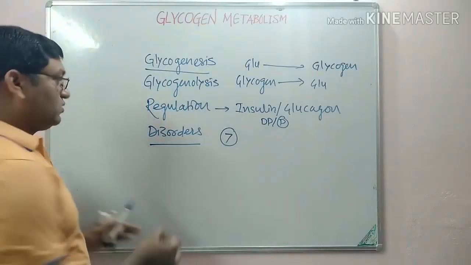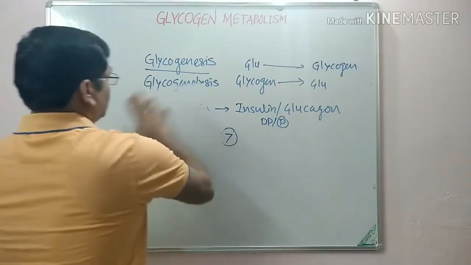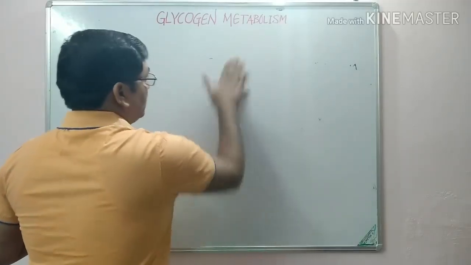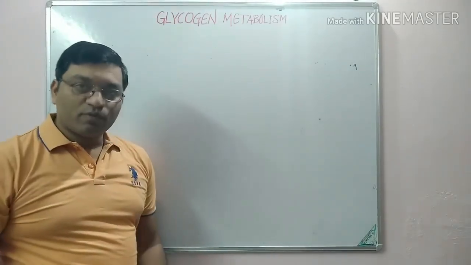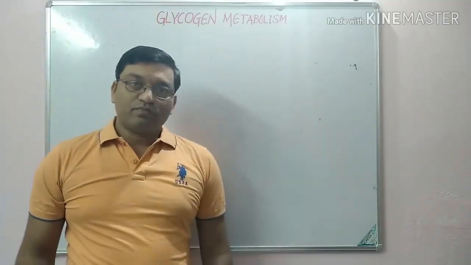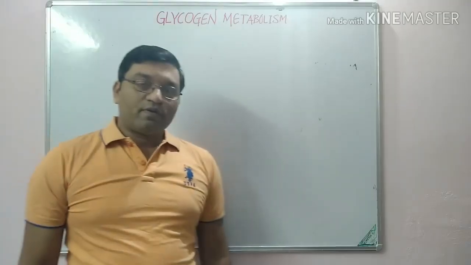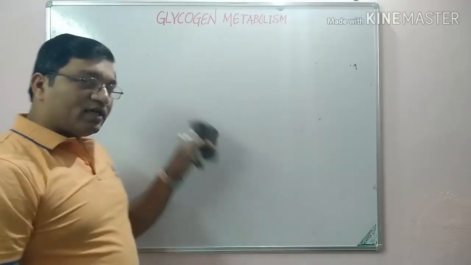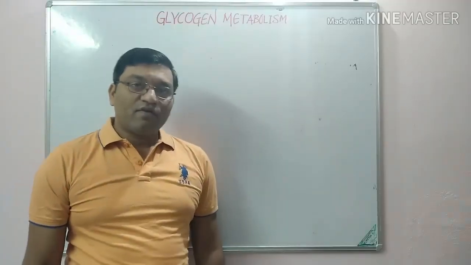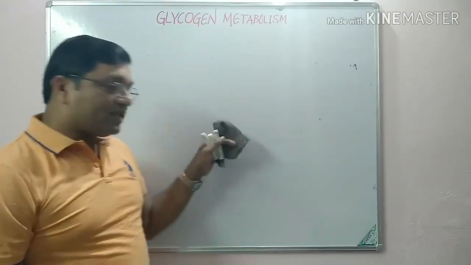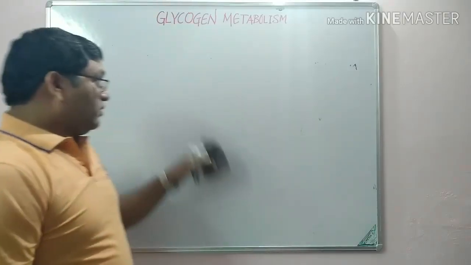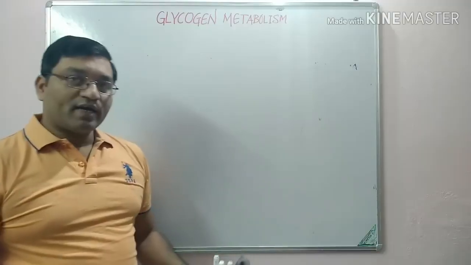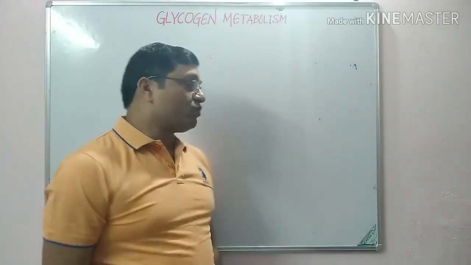Now coming to glycogenesis, as all of you know, glycogen is a homopolymer of glucose composed of alpha 1,4 glycosidic linkage in a linear molecule and alpha 1,6 at the branching point. This branching makes the molecule globular, compact and less space consuming.